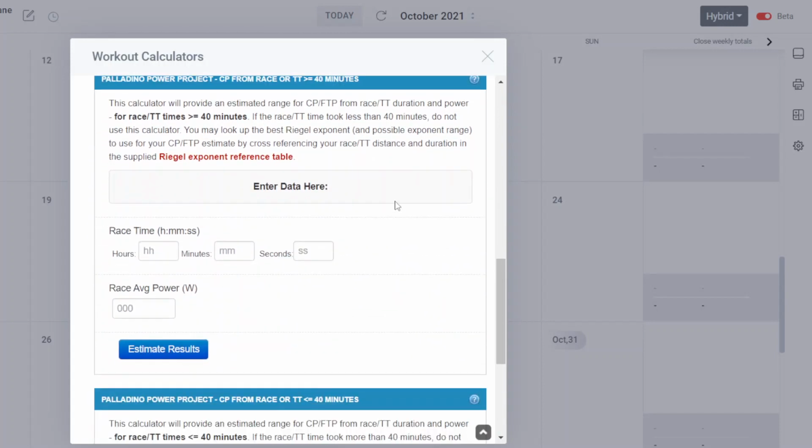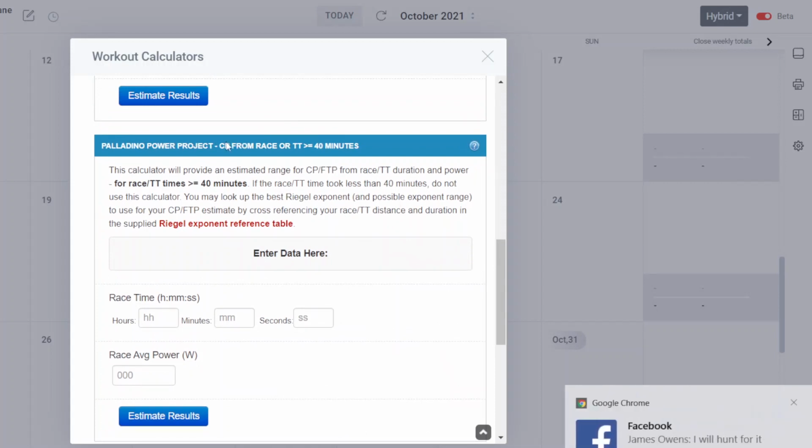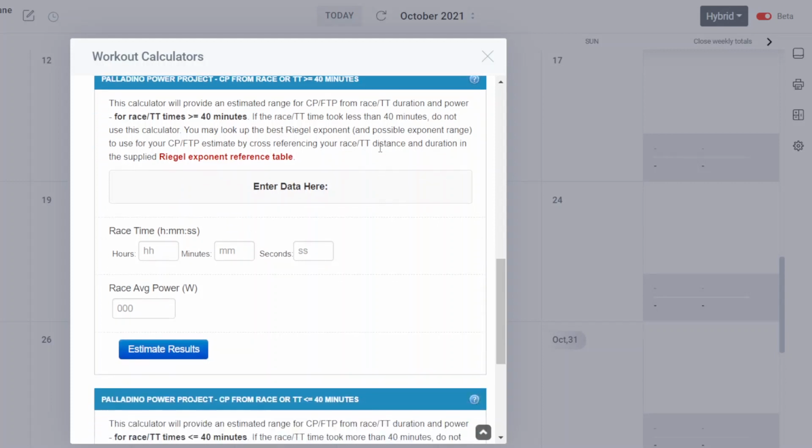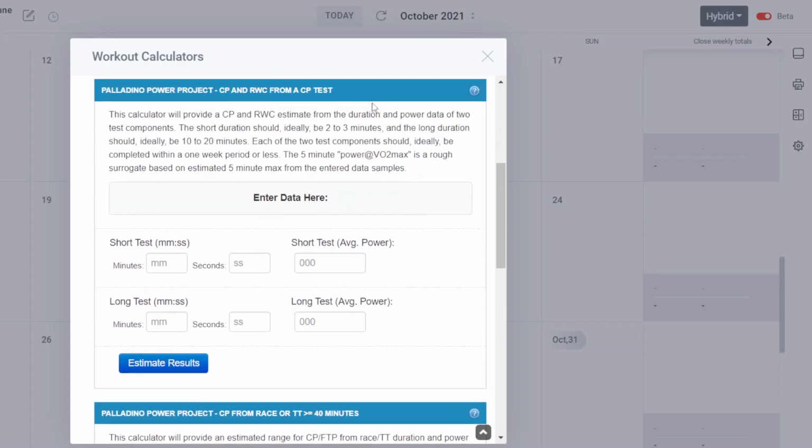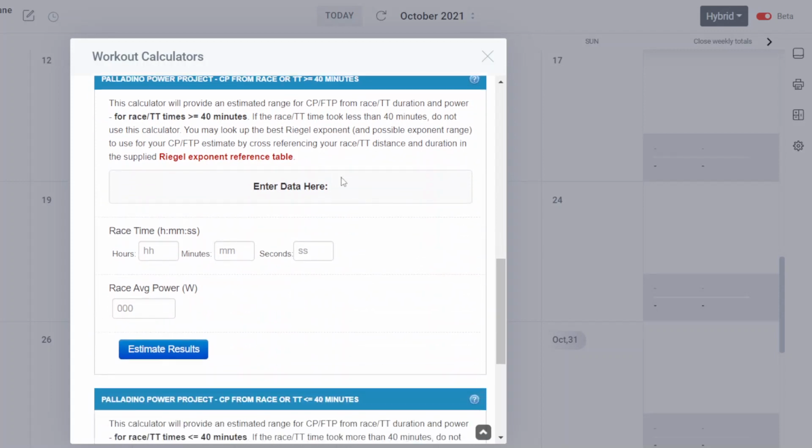calculator here, and that is a calculator that allows you to calculate your CP or FTP from your races that are 40 minutes or more. So if you have, say, a 10K or a half marathon or marathon, it allows you to use this calculator to give you an estimate, a rough range or estimate of the CP or FTP. This will not produce a reserve work capacity estimate as would the CP test calculator. But it will give you a pretty good ballpark for your CP or FTP based on that race data.